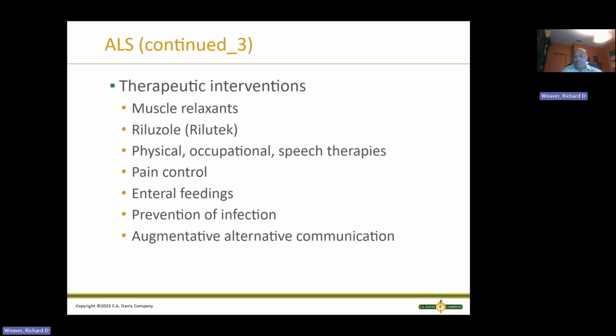PT, OT, and ST, speech therapy, in other words, therapies can allow the patient to maximize what little function they have as long as possible. Therapy also decreases the occurrence of complications such as aspirations, falls, as well as contractures. These therapies can prevent these issues.